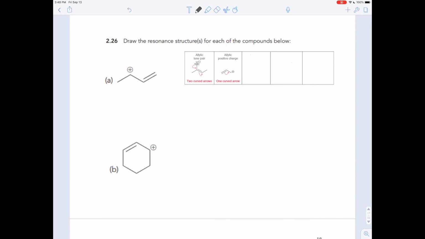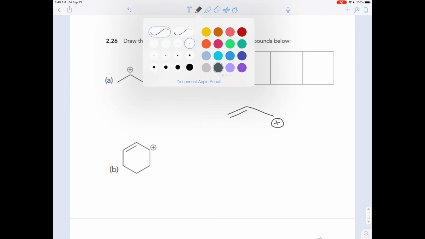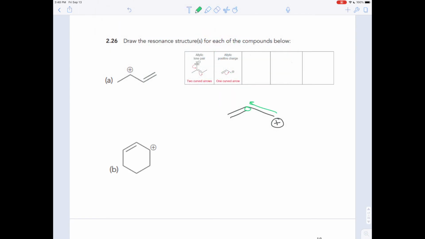In previous videos, we talked about the first pattern for recognizing resonance, and that's when you have an allylic lone pair. And in exercise 226, we see a second pattern. That's when you have an allylic positive charge. That's a positive charge that's one atom away from an atom in a double bond. So you only go one atom over, and you're at an atom in a double bond.